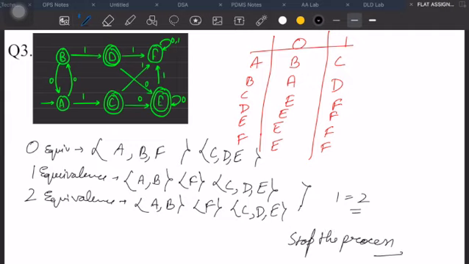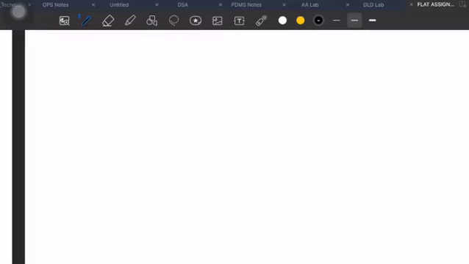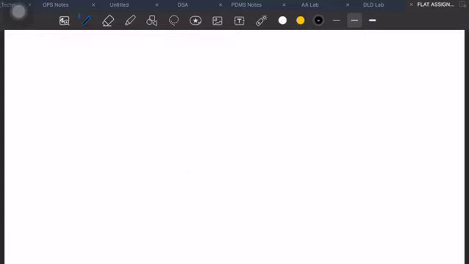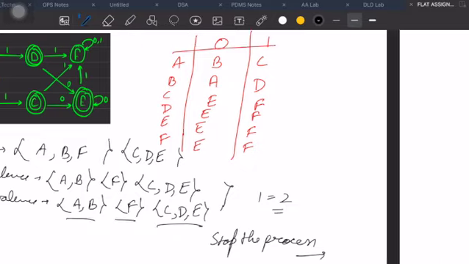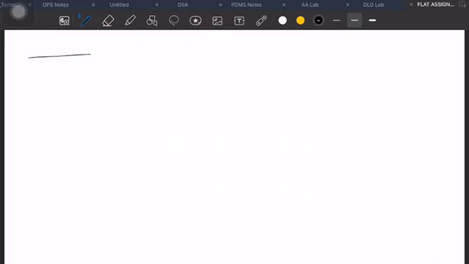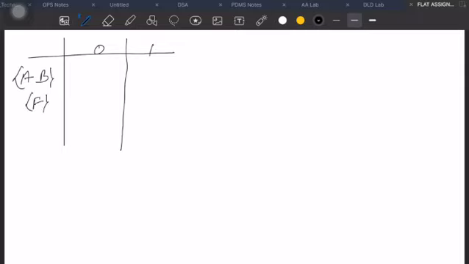We have to proceed to make another transition table, in which we only have the 3 states: A, B, F and C, D, E. Only these 3 states we are having. So what we take is inputs 0, 1, and the states A, B, F, and C, D, E. C, D, E are the final states, and A, B is the first state.